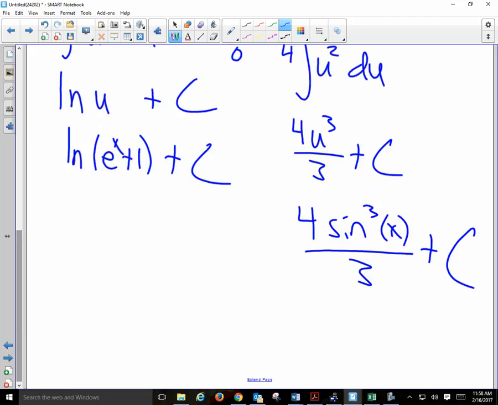Integration by substitution is one of the foundational pieces. In fact, you guys, this is the majority of your second semester final and your third quarter and fourth quarter final. Substitution. That's what you're going to have to do over and over and over again. Not subtraction.